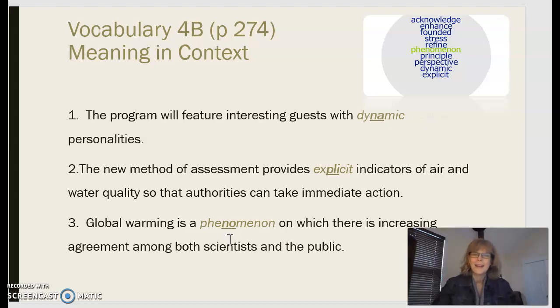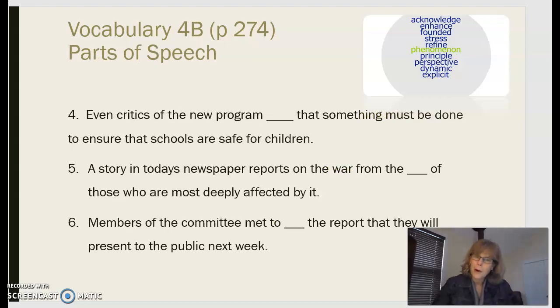Okay. Let's keep going. Numbers 4, 5, 6. Let's see, what part of speech would you use for these 3 sentences? So if I look at number 4, even critics of the new program, something, that something must be done. This is a place for a verb. I need the main verb of the sentence here. Something that, right? It sounds like a reporting verb.